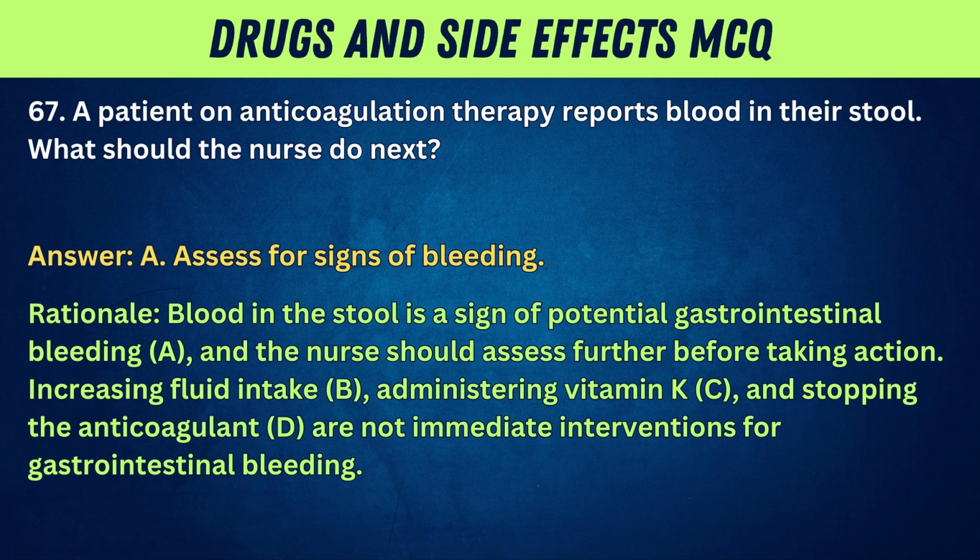Rationale: blood in the stool is a sign of potential gastrointestinal bleeding, A, and the nurse should assess further before taking action. Increasing fluid intake, B, administering vitamin K, C, and stopping the anticoagulant, D, are not immediate interventions for gastrointestinal bleeding.